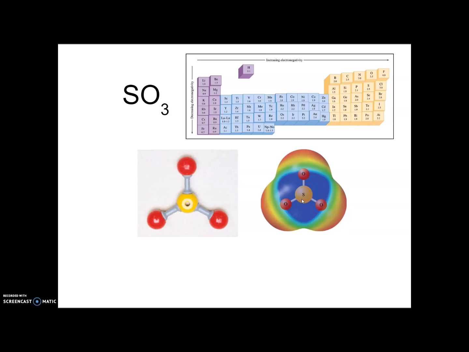But because of the triangular shape of the molecule, the bond dipoles are all oriented away from each other and thus will cancel out. Once again, kind of like carbon dioxide, sulfur trioxide has polar bonds, but there's no dipole moment for the molecule.